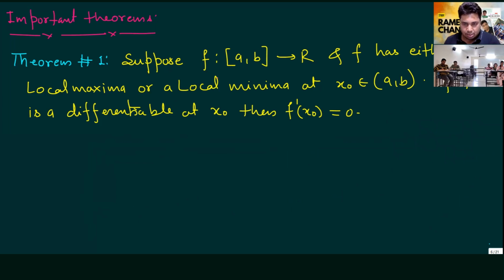What it is saying: suppose any function f from a to b to R, the function is defined on the closed interval a to b, and f has either a local maxima or local minima at x naught. x naught is any point in between a and b. And if f is differentiable at x naught, then f dash x naught is 0. That is what the statement is saying.